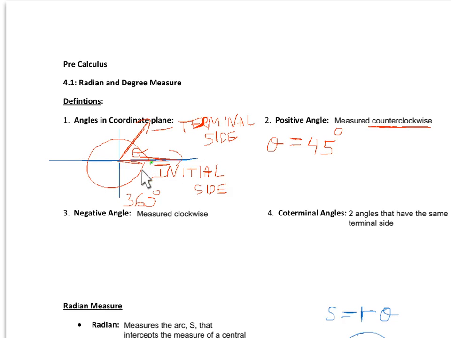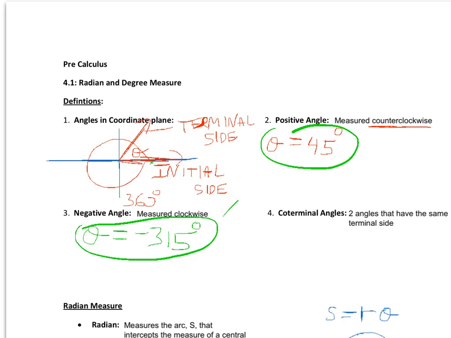Now, if I go down, this is going to be negative 90 degrees. This is going to be negative 180. This is going to be negative 270. And I have to go another 45 degrees. So if I add 45 to that 270, I get, what is it, 315? So according to this same angle, it's negative 315 degrees.